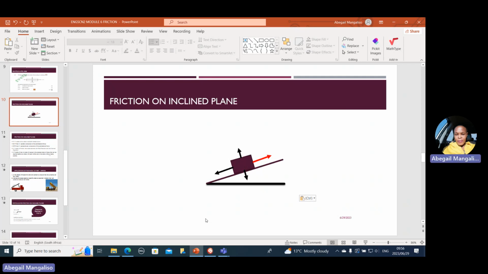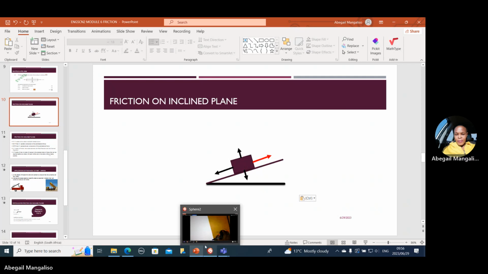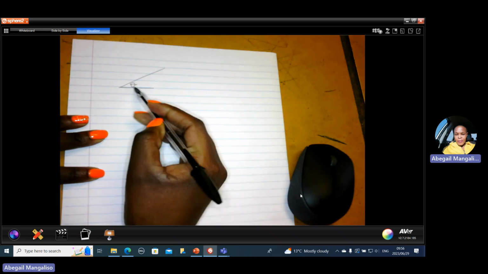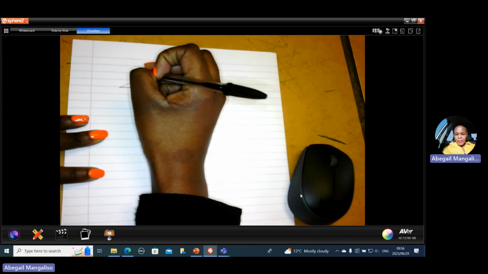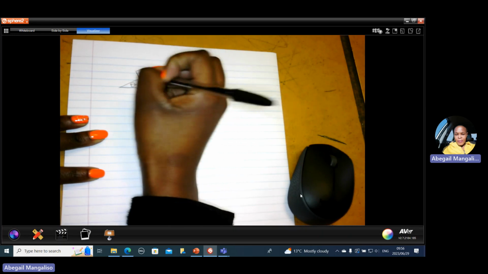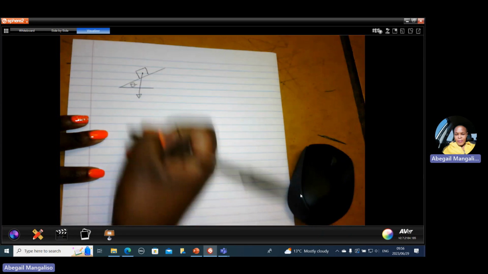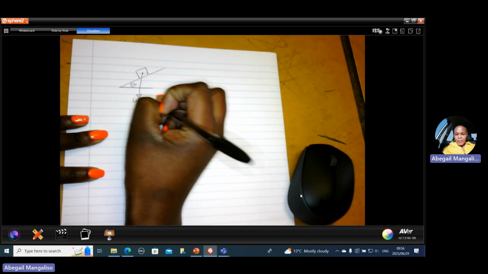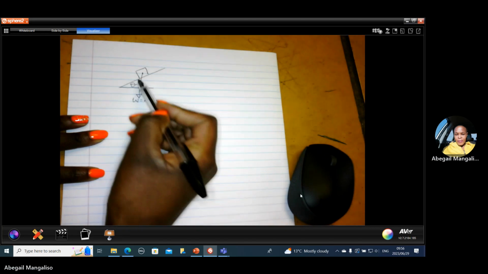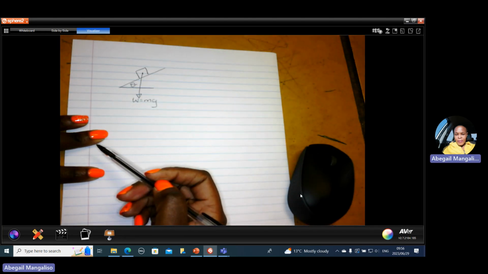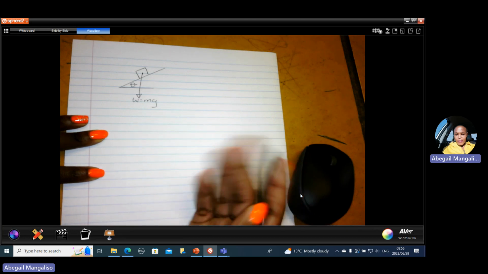Now, let's look at this sketch here. This is the plane. It makes an angle theta with the horizontal. This is where the object is, with the weight from the center of the object, gravity acting on it. So this is W, which is equal to mg. This weight is no longer perpendicular to the plane. It is an oblique force at an angle.